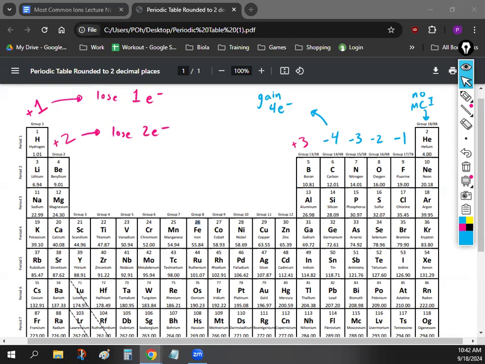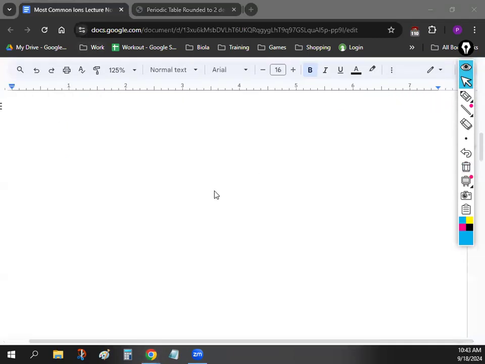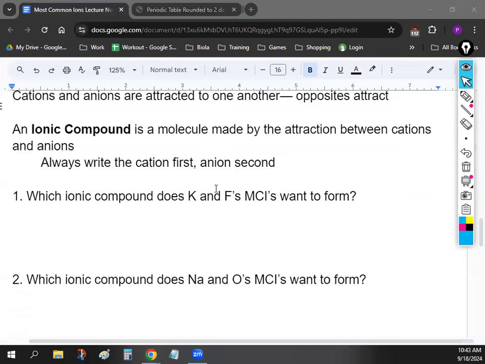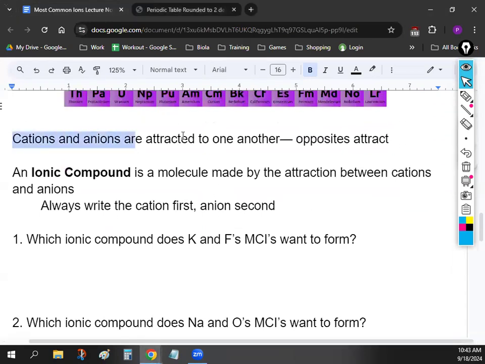All right, any questions on the most common ion, the pattern, what it means, whether they want to gain or lose electrons? Hopefully not too bad. All right, so let's take this information now and apply it to the new thing for today. I want you to write down this part right here.